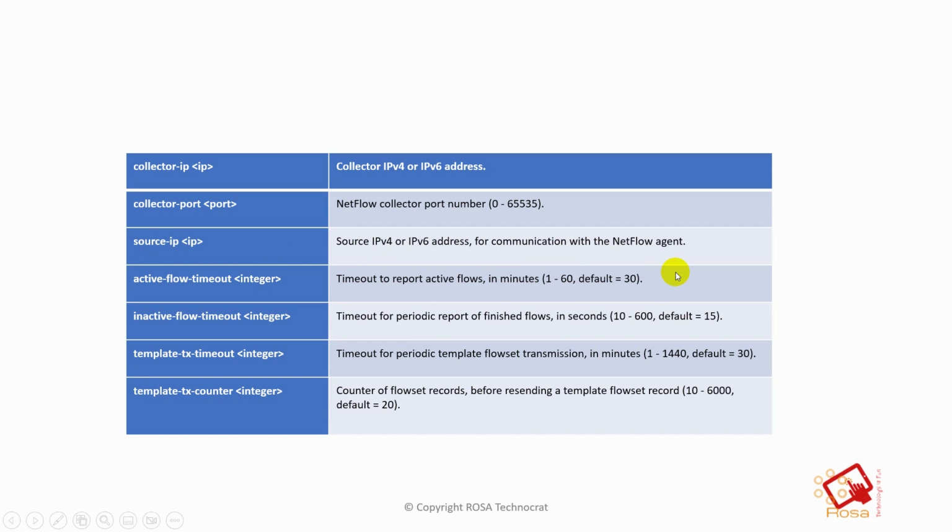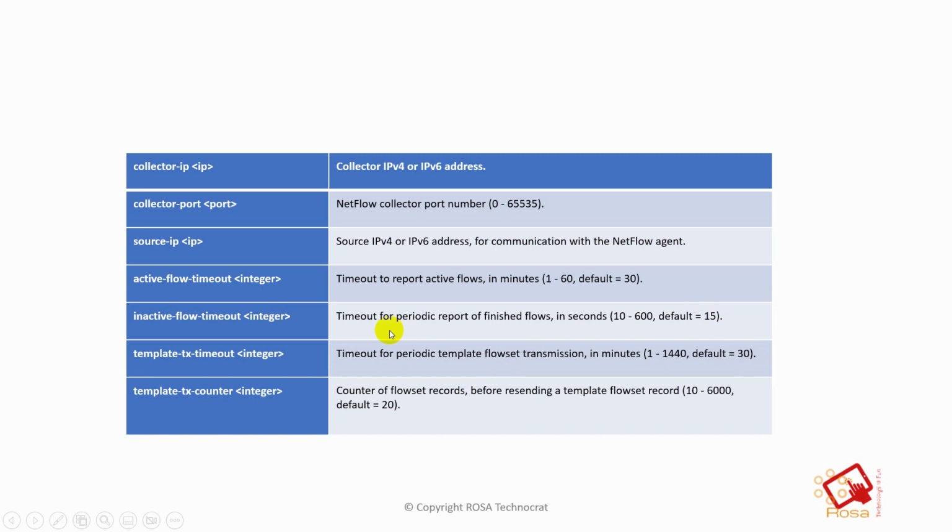As I was telling in the previous slide, you only need to configure the collector IP and the collector port if you are not changing anything else. Otherwise, all these parameters are configured by default, and the default values are given in this table as well. You can see the default value for active flow timeout is 30. Similarly, for inactive flow timeout, it's 15, and so on.